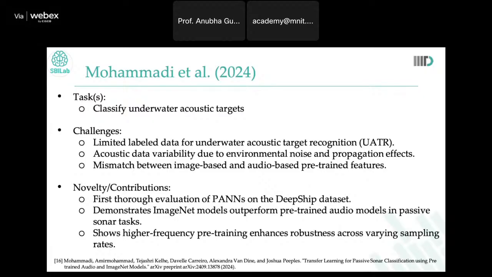This is another work published last year, on classifying underwater acoustic targets. Again, the problems remain almost similar: limited data, noisy data, etc. So for novelty or contribution, this time they evaluated PANNs, that is, existing networks, on the DeepShip dataset, and demonstrate ImageNet models outperform pre-trained audio models. PANNs are the pre-trained audio models. They do so in passive sonar tasks.